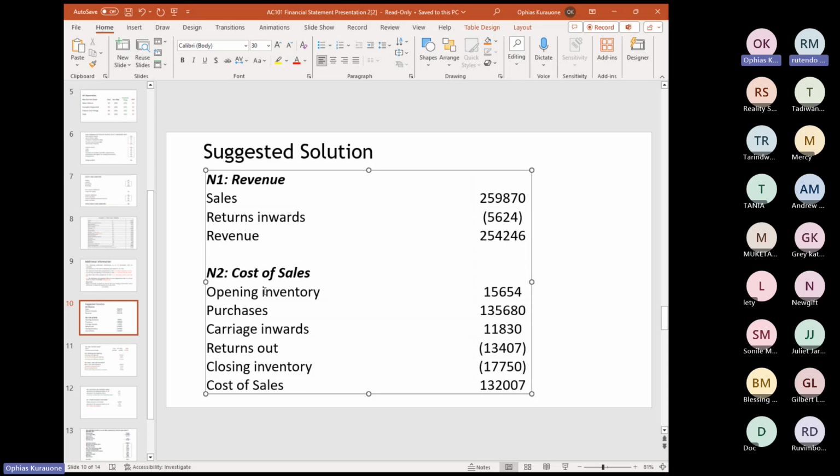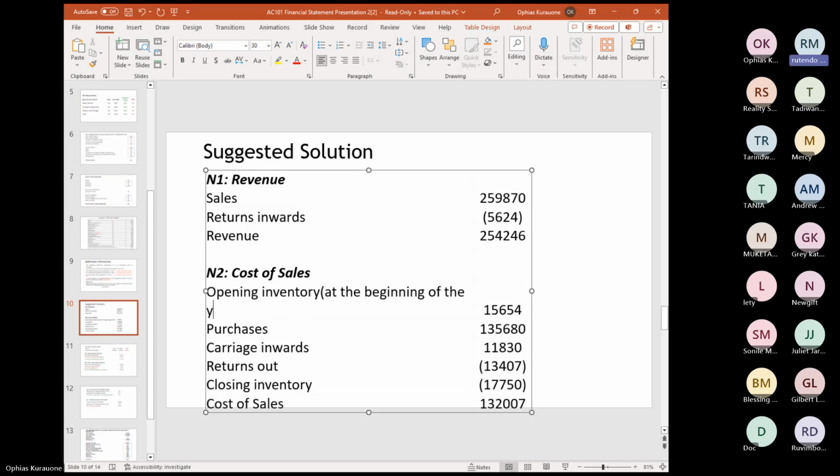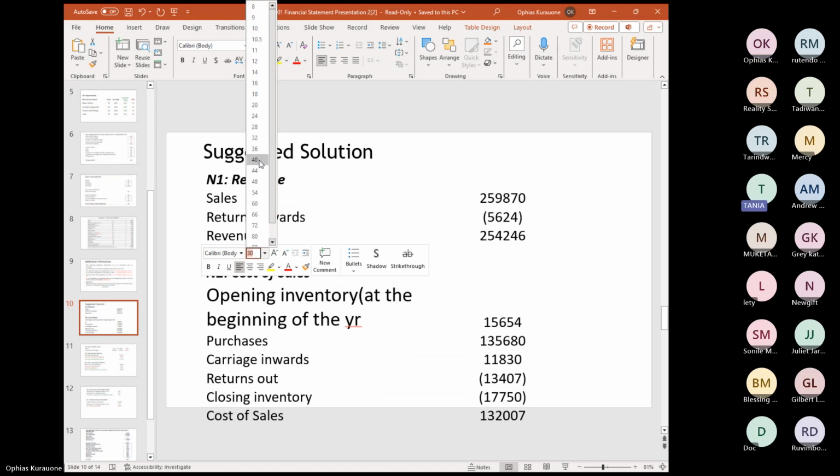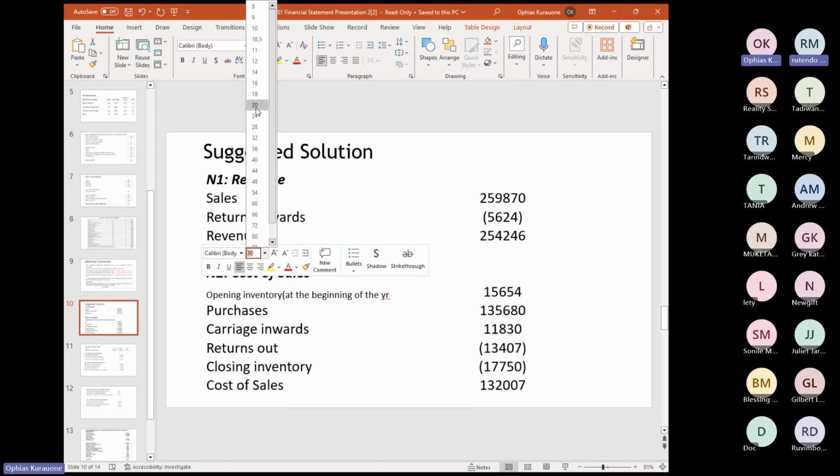Then cost of sales, that is opening inventory. This one is as at the beginning of the year. At the beginning of the what? Of the year. That is what? It's the closing balance for the previous what? For the previous year.